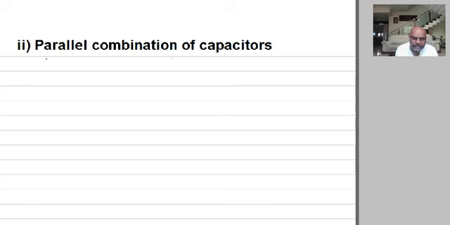Dear students, a number of capacitors are said to be connected in parallel. Again, two conditions. The condition number one: the number of capacitors are said to be connected in parallel if the potential drop across each capacitor is same.